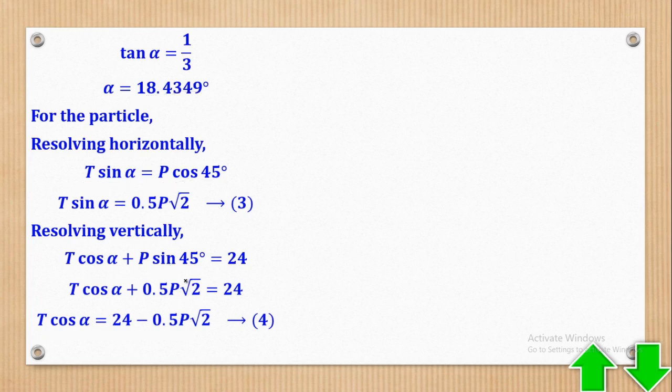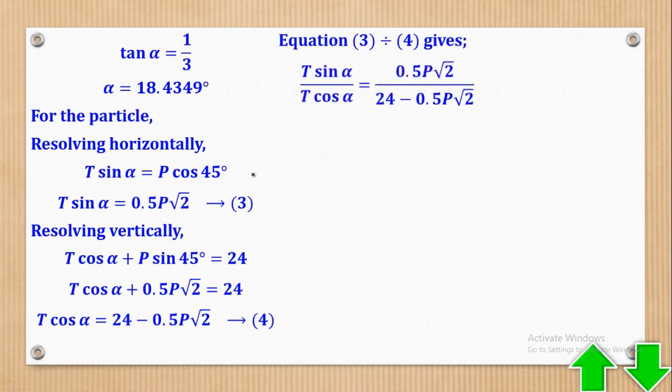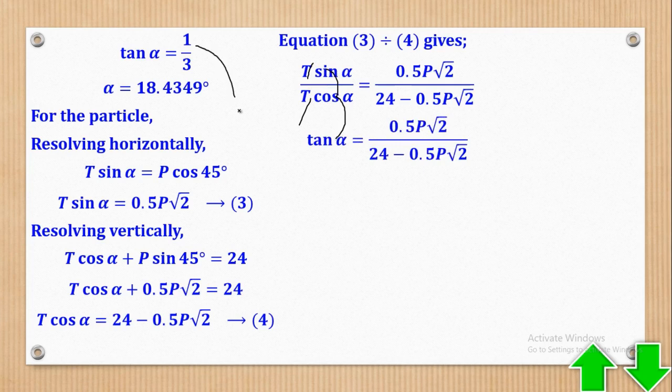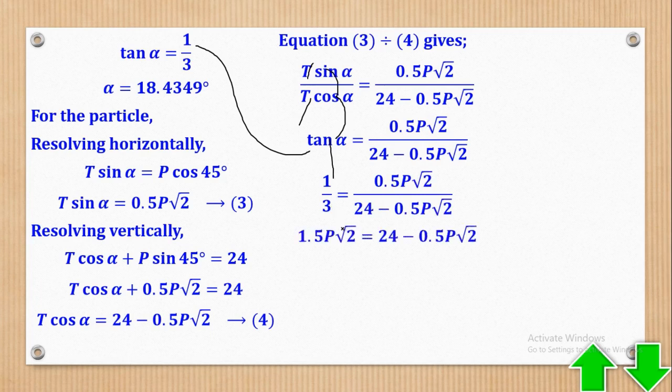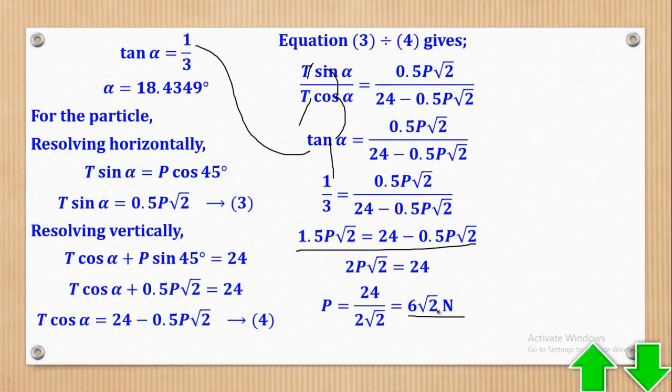So I have 2 equations and 2 unknowns. So when I divide 3 by 4, I'll come up with this part, and I realize that this and this cancel, then this and this give me tan alpha. But I already know that tan alpha is 1 over 3, so I'll substitute for tan alpha, and then I cross multiply, and with this I realize that there is only one unknown, so I'll have to collect like terms, and after that make P the subject. So P is 6 root 2.